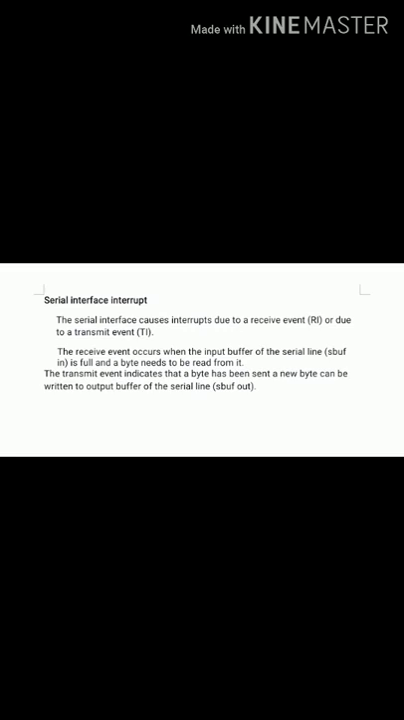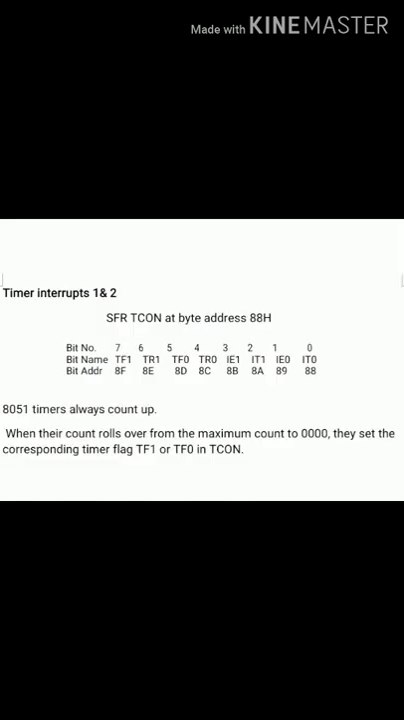TI event is when the current transmission is successfully over, that is, the byte which was to be serially sent has been sent. TI occurs saying that it was successfully sent. You can think of sending the second data if required. So during that time also there will be a serial interrupt occurring. So that is about the serial interrupt.